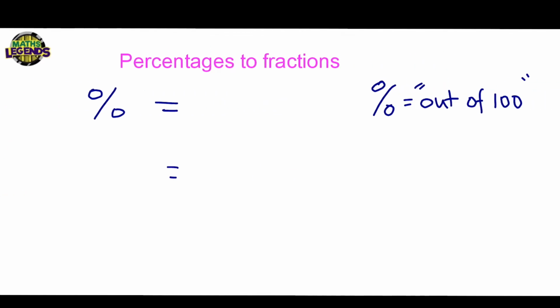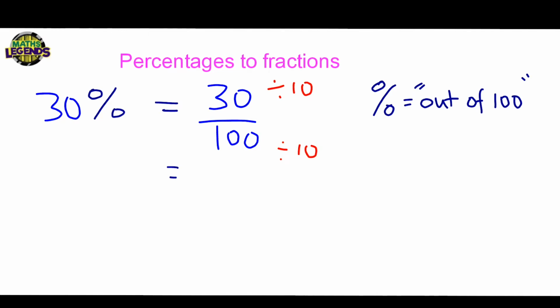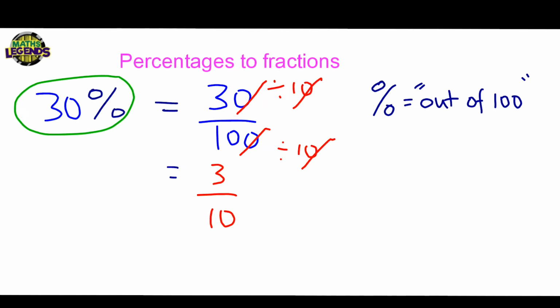Let's look at another example. 30%. So again, percentage is out of 100, so 30 out of 100. And then we think of a number that divides top and bottom. In this case, we can say divide by 10 and divide by 10. The top one, the 0 cancels with that 0, and the bottom one, that 0 cancels with this 0. So we're left with 3 over 10. This is the most simplified form. So 30% is equal to 3/10.